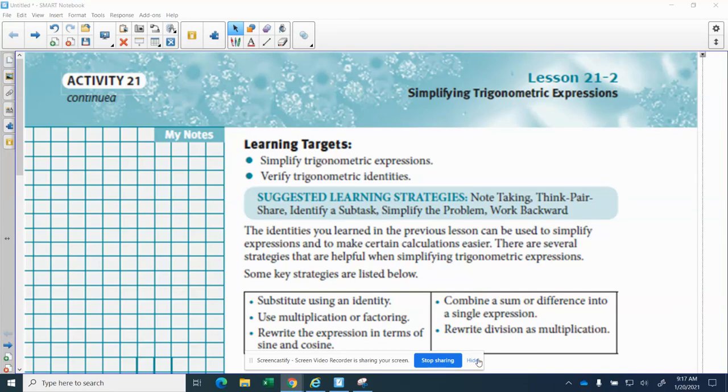Hey, good day, everyone. What we're going to be talking about today is basically the starting lesson of simplifying trig using identities. Understand, one of the key things we're going to be doing in this lesson is using those reciprocals as well as those Pythagorean identities to help simplify trig functions.